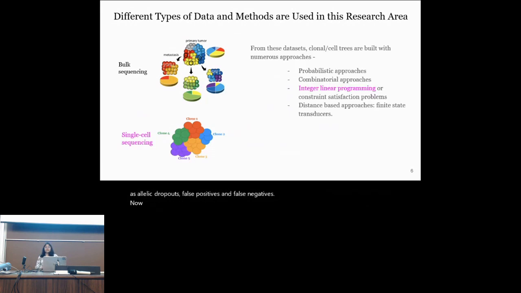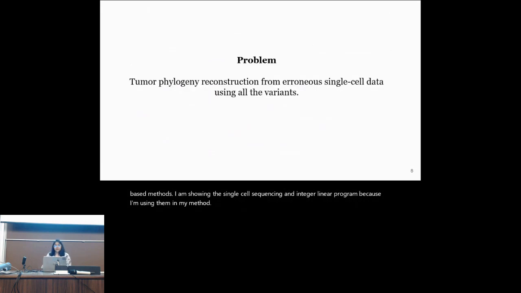Now, from these data sets, clonal trees or cell trees are built with numerous approaches, such as probabilistic approaches, combinatorial approaches, integer linear programming, and distance-based methods. I am showing the single cell sequencing and integer linear program because I'm using them in my method. So the problem I'm trying to solve is to build tumor evolutionary histories to understand tumor progression from erroneous single cell sequencing data using all the variant types.